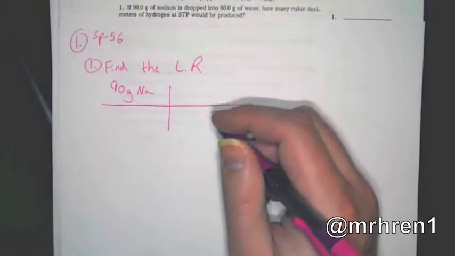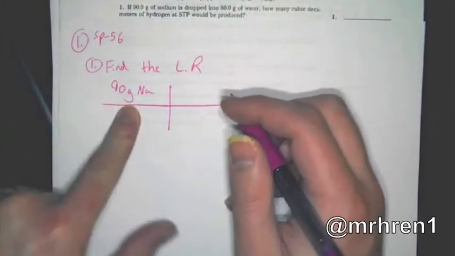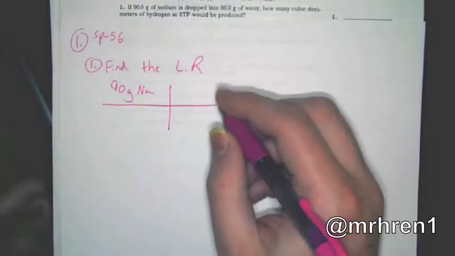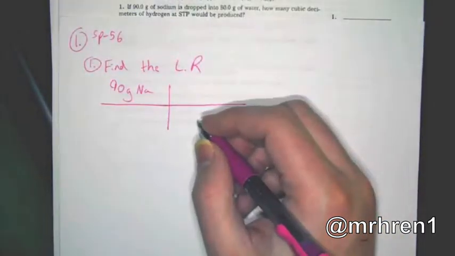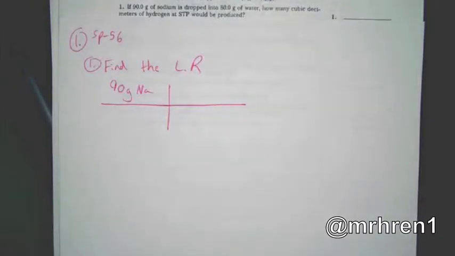So the way this works, this wants you to find the limiting reactant. You got 90 grams of sodium and you want to convert it to moles. You're going to convert 80 grams of H2O to moles. Now remember, the goal is to see which one of these is going to run out first, because in the limiting reactant, the thing that runs out first stops the reaction, so you have to use that for your calculation.